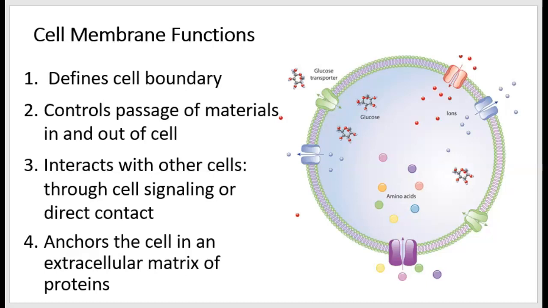Another role of the cell membrane is related to how cells communicate with one another. The cell membrane may allow direct contact with another cell, or it may receive a signal from a cell, bind to it, and this will trigger a response. This type of communication is called cell signaling. And the fourth function has to do with anchoring the cell in an extracellular matrix of proteins.